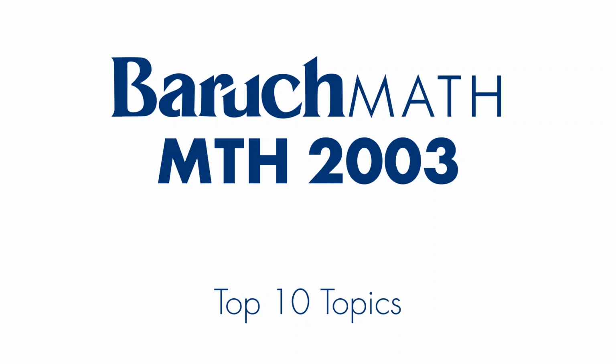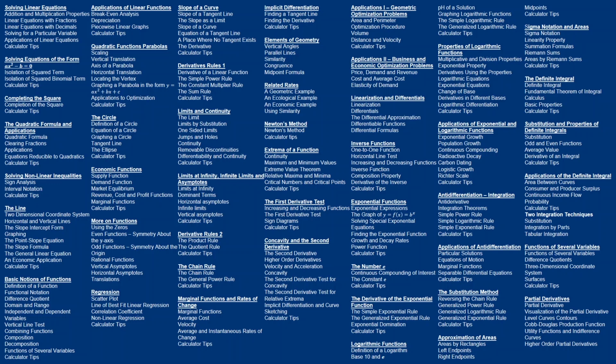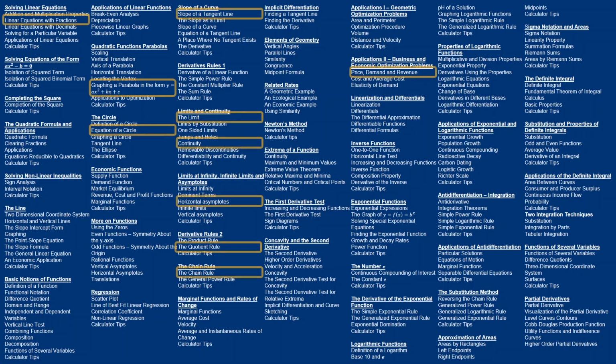In order to ace MTH 2003, you need to know the following 300 plus topics. Well, that's a lot of topics, but if studied efficiently, even less than 24 hours of study could dramatically improve your results. I'm going to cover the top 10 most common topics that appear on Baruch MTH 2003 finals.